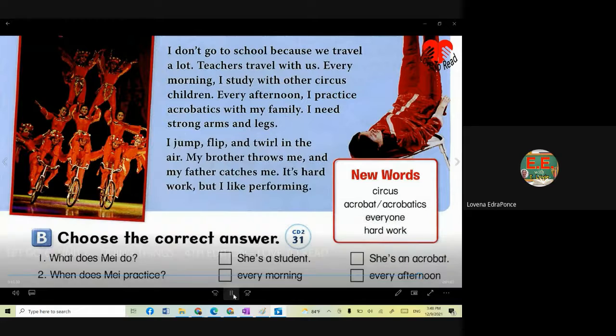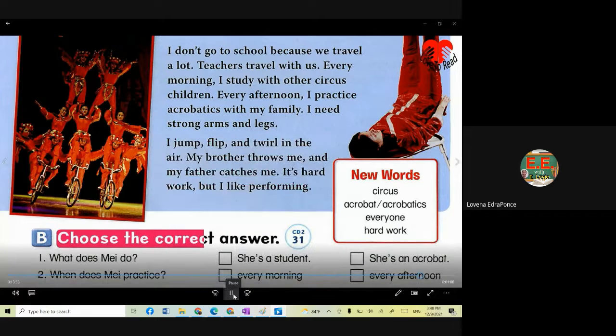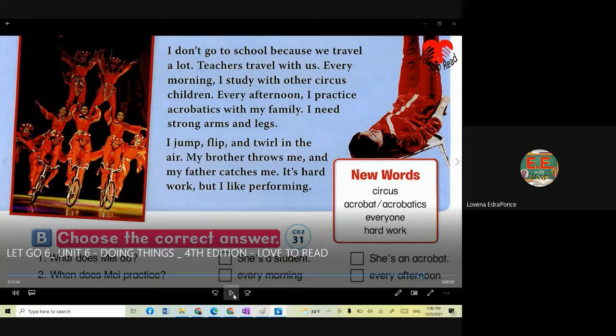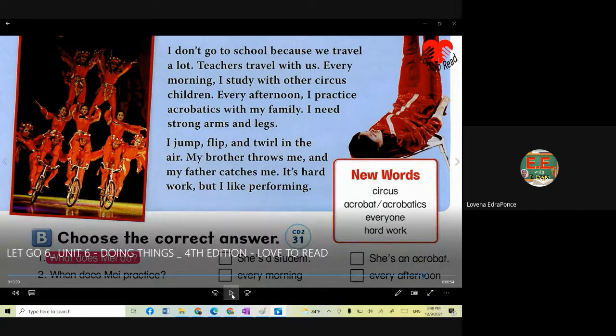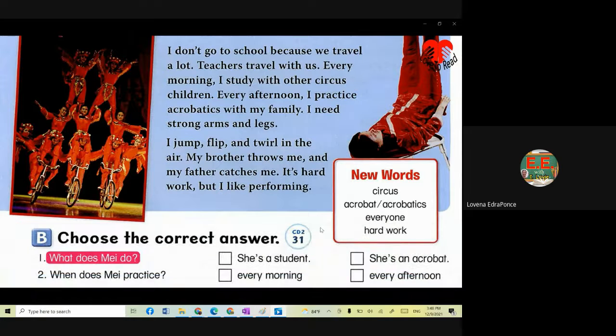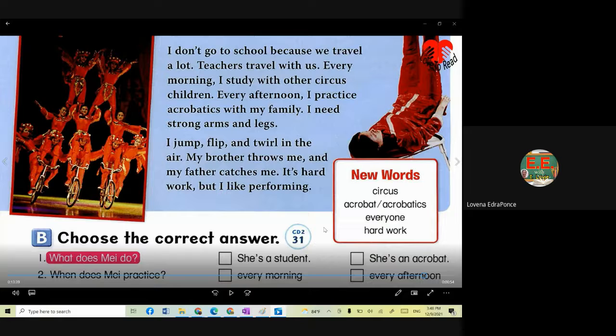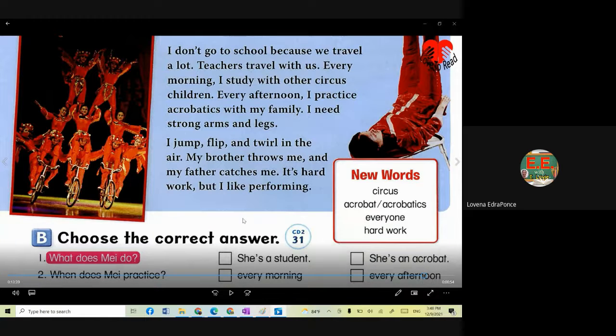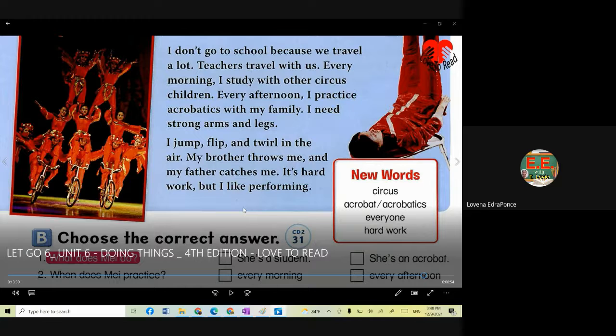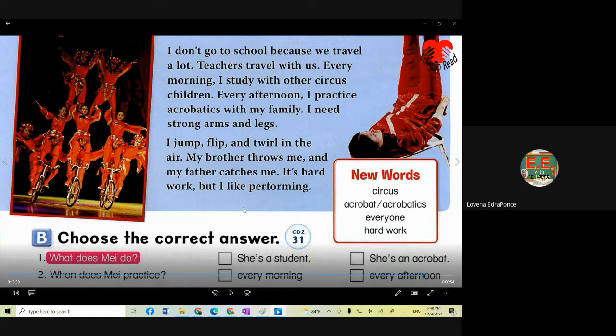All right. Page 54. B. Choose the correct answer. Number 1. What does May do? Is she a student or an acrobat? It says in the story that May does not go to school. Although she is studying with the other children, with their teachers in the circus, she doesn't go to school. So she's not a student, she's an acrobat.